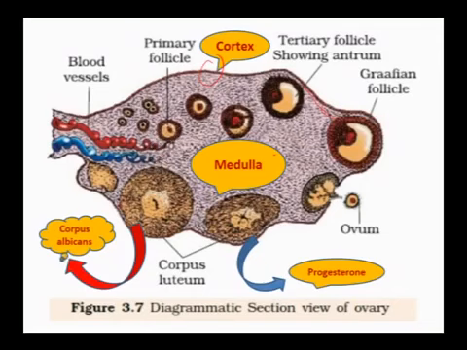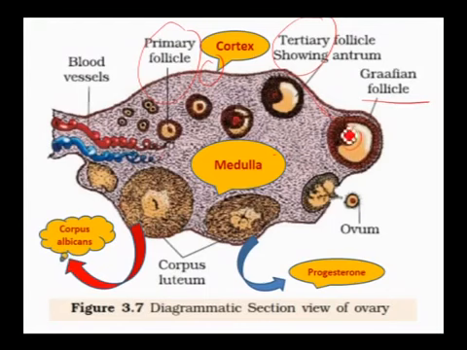In the stroma region itself, there are numerous ovarian follicles. These ovarian follicles are present at different stages of their maturity. Some are at primary follicular stage, some at secondary follicular stage, some at tertiary follicular stage. There is also a mature follicle, called the Graafian follicle.